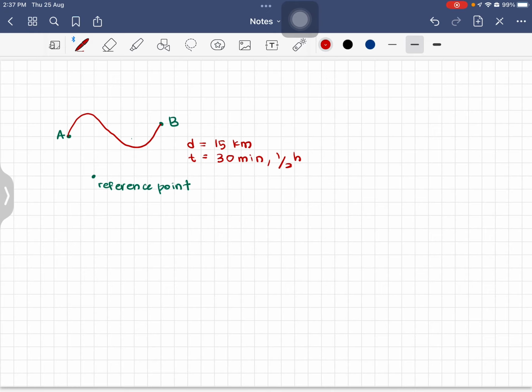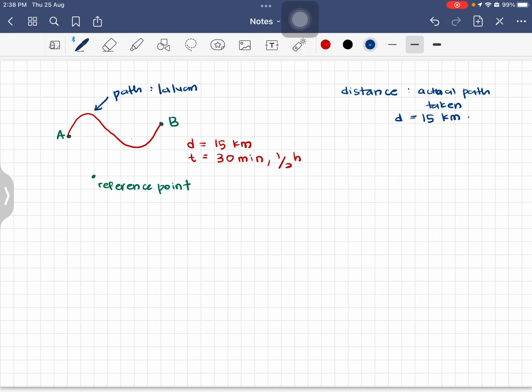Okay, the road that you take, we call it the path. This is the path. Alright, by definition, distance is the actual path taken. Actual path taken. So your distance here should be 15 km.